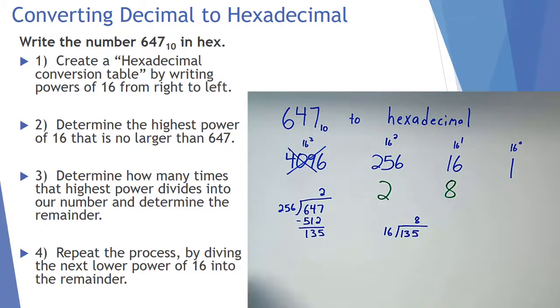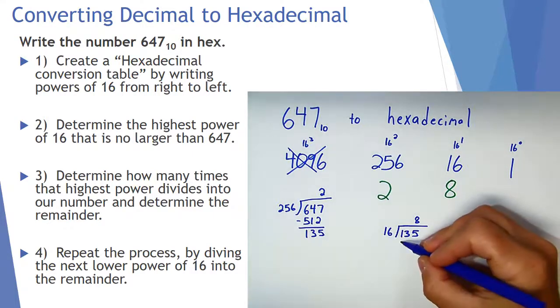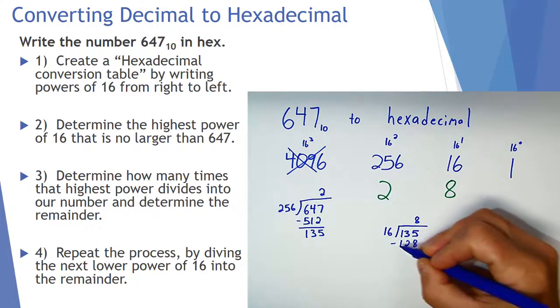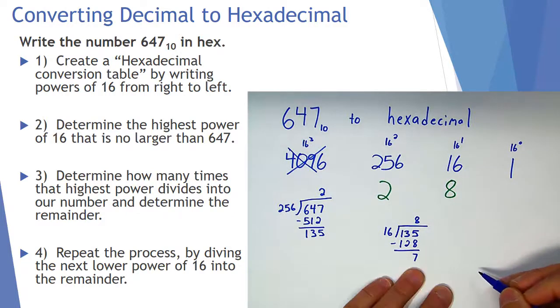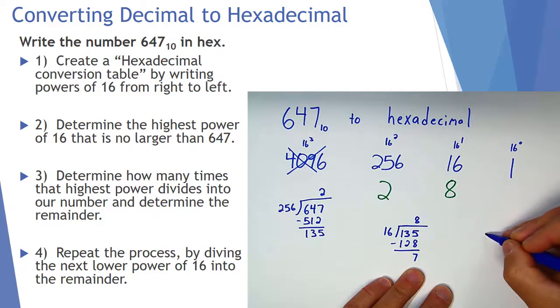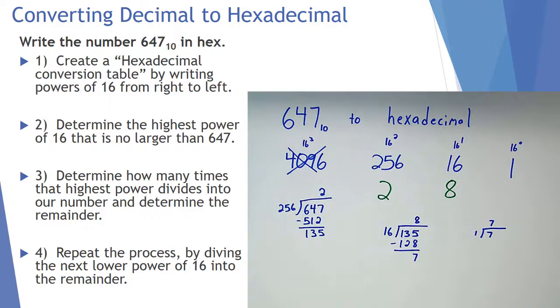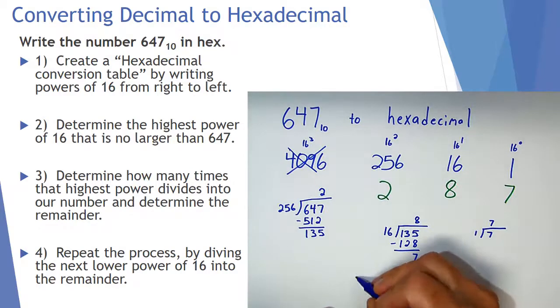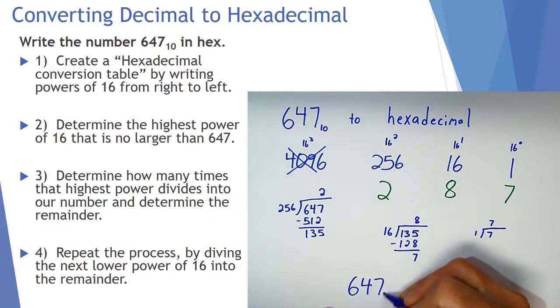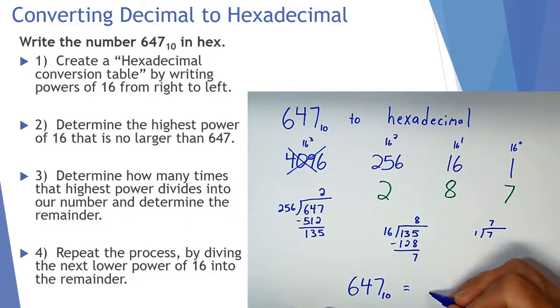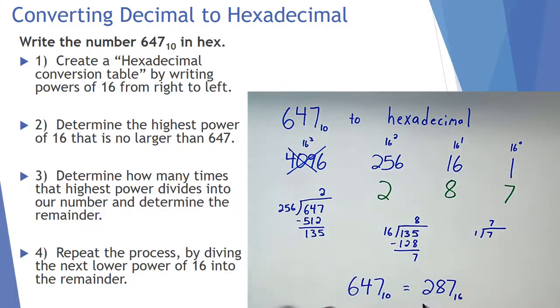Now multiply that around. 8 times 16 is 128. We subtract, we're left with 7. And how many times does 1 fit into 7? We could write out the division if we wanted to, but 7 divided by 1 is, of course, 7. And so that's our third digit. And we're done. So we can conclude that 647 base 10 is the same as 287 base 16. And we've performed the conversion into hex.